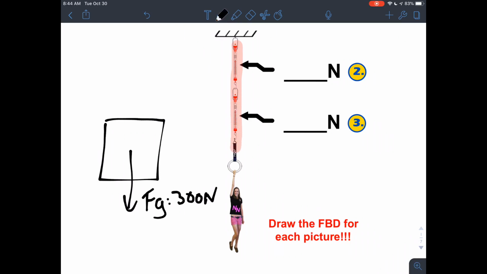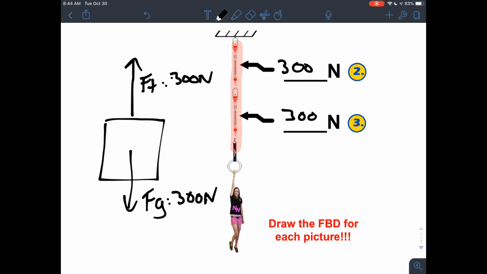If you'll recall the demo yesterday, it does not matter how long that source of tension is. It could be a really, really long rope, could be a very, very short piece of string. It doesn't really matter. The tension throughout that support is going to be the same. So even though there's 2 scales, both of those scales are going to read the same thing. They're still going to read 300 newtons.